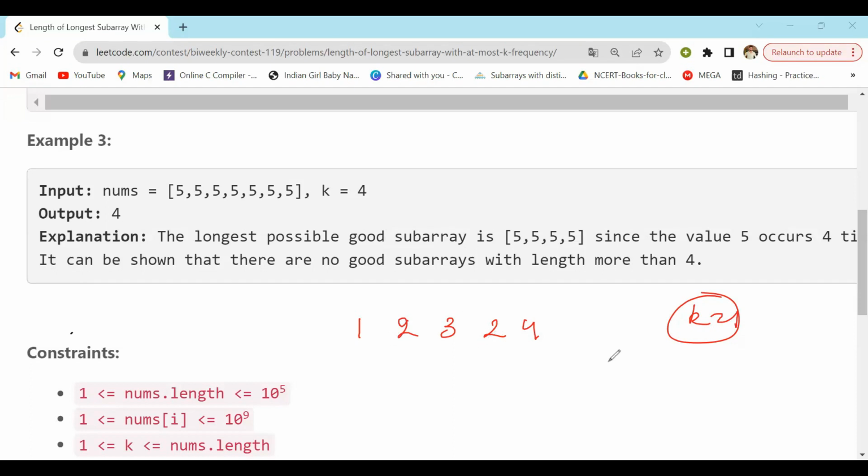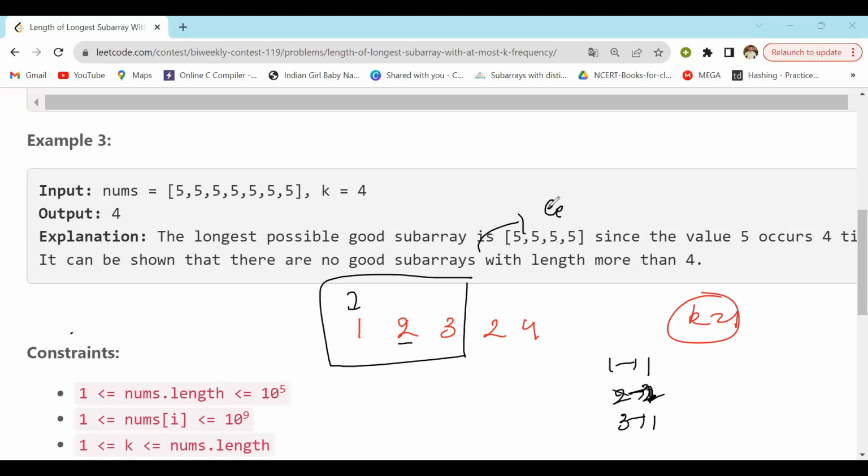So what should we do? Map of one is one. Map of two is again one. Our left pointer is here. Map of three is one. Again, map of 2 becomes 2. Now this is a problem. This should not be done. So till here, we have a good array.